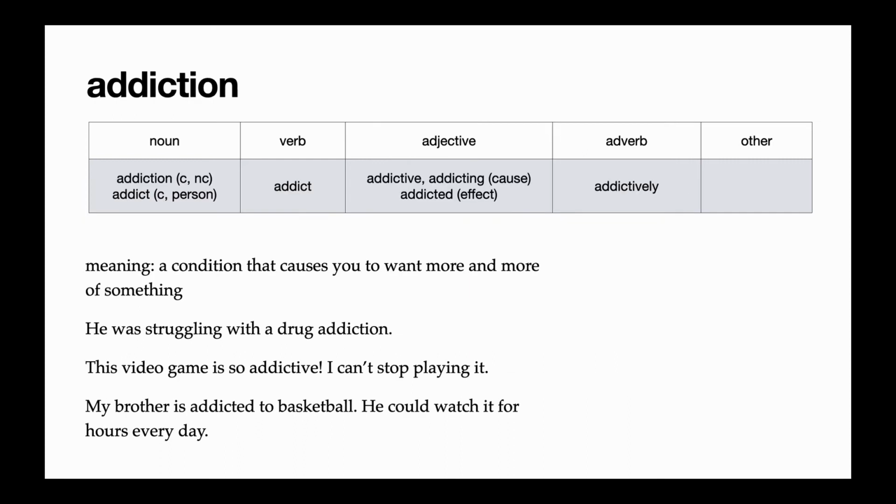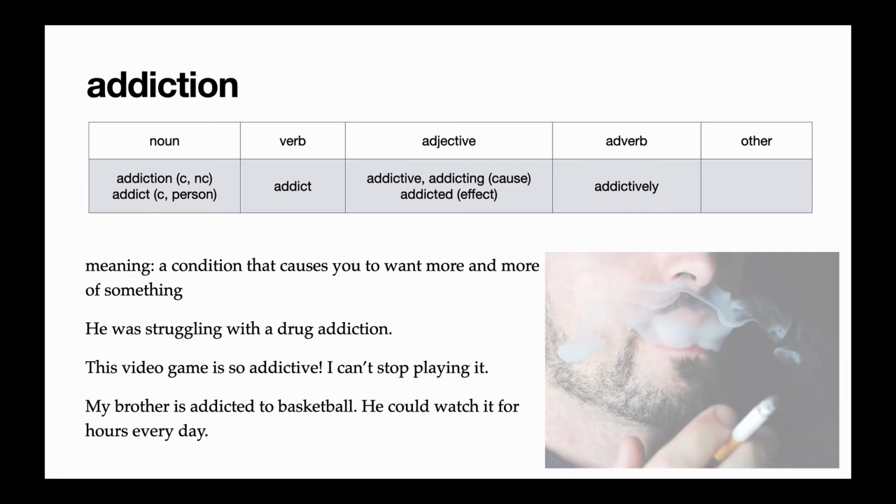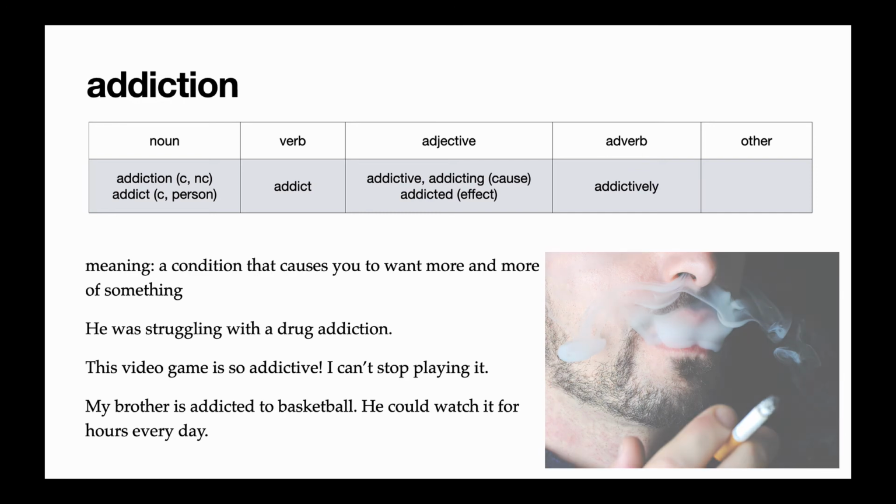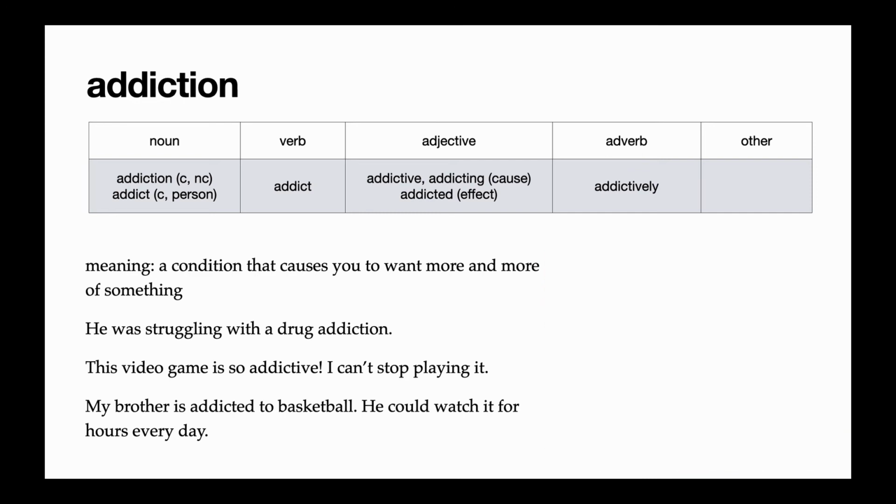Our next word is addiction. This is a countable noun that means a condition that causes you to want something more and more. You can never have enough of it. So this is a specific condition. It can also be used as a non-count noun to mean the action of being addicted to something. The second noun form, addict, is a countable noun, and that is a person. So we don't say an addictor, we say an addict, a drug addict, or a video game addict.